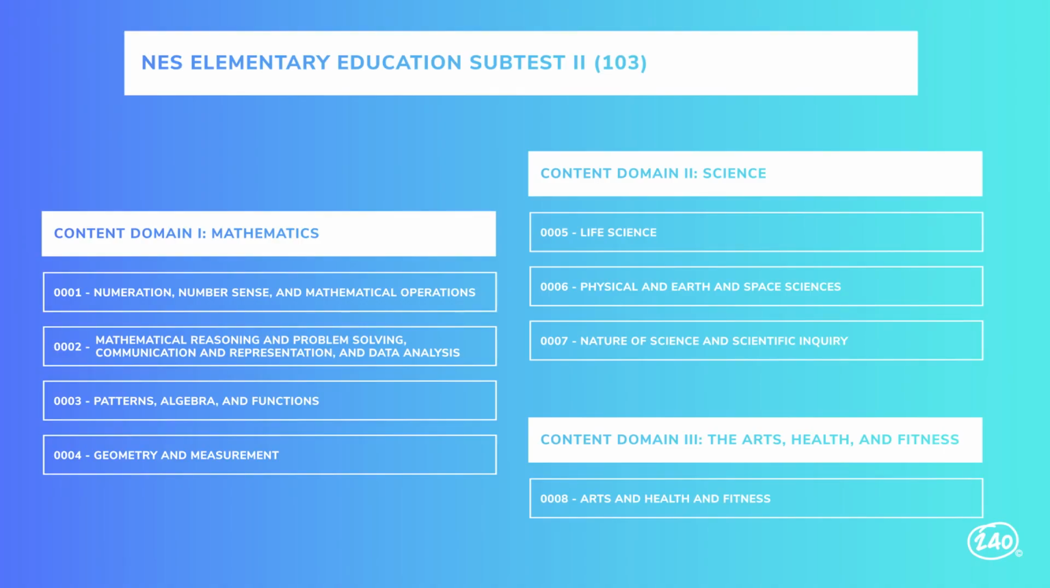Now let's keep cruising through domain 2. The next competency is a double whammy. They lumped physical science and earth and space science together.